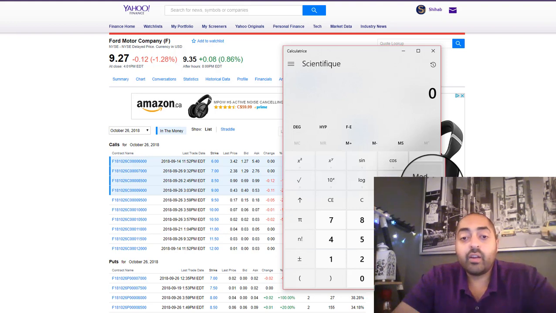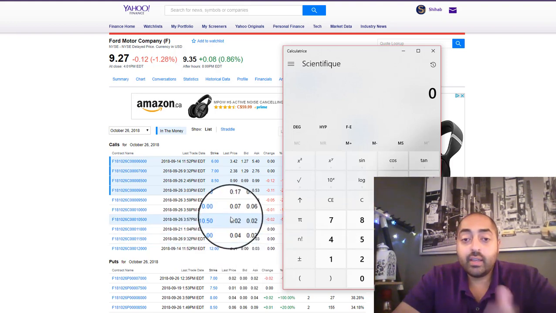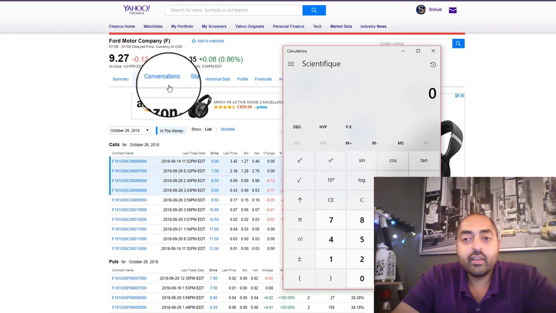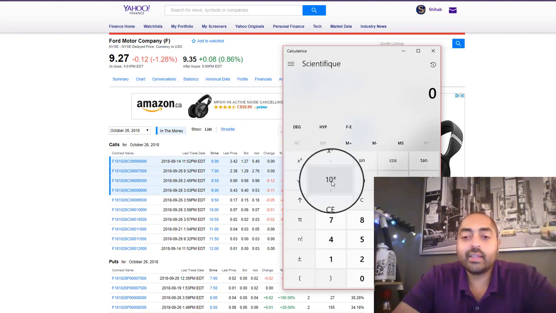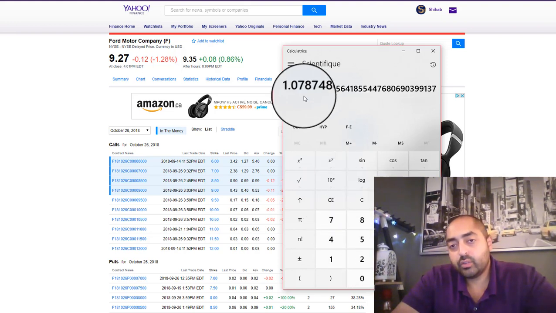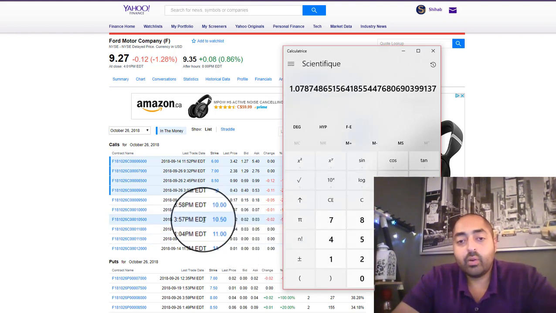And at expiry, either you keep the shares and you keep the call option premiums, or you're going to have to sell at the strike price if the market price goes above the strike price. But that's why you should always choose a strike price that's higher than the price you bought it at, to give yourself at least a decent capital gain. So in this example, 10 divided by 9.27 is about 8%. So about an 8% gain in 1 month.